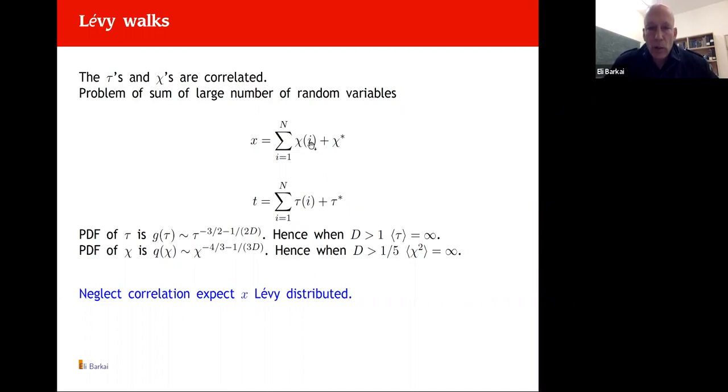Now, we could calculate the marginal distributions of these chis and these taus. And what we showed, this is kind of not so difficult to do, actually, this was already done by Zoller, if I remember, is that the probability density function of tau is given by this power law distribution.